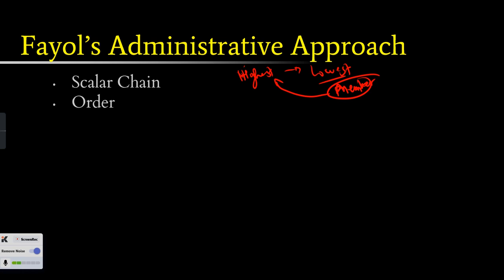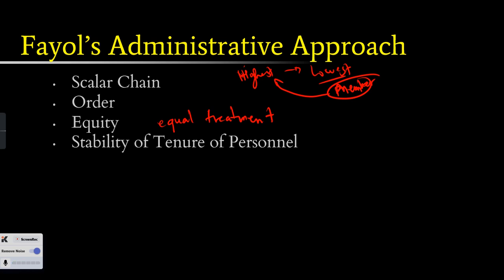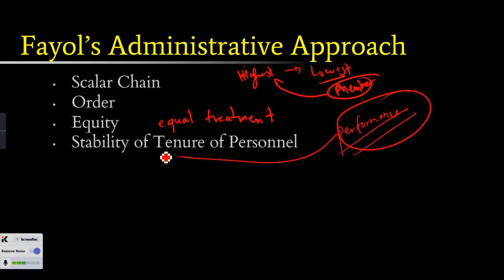Next one, order. So this pertains to the order and safety of employees para mag-function sila ng maayos no at work. Next one, equity. Of course, it is very important to imply equal treatment for everyone, lahat ng members ng organization or ng isang company. Next one, stability of tenure of personnel. So this is about the proper deployment and management of personnel. Syempre, you will consider the tenured position based on their performance, 'di ba? Hindi base sa kung close kayo or not. So, performance tayo dito for the tenure position.